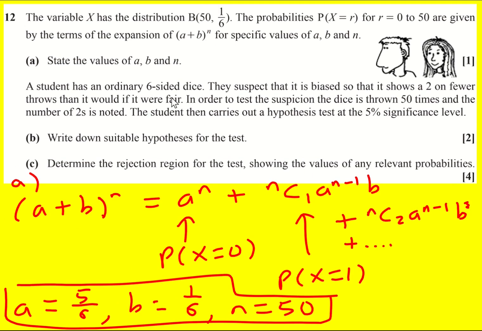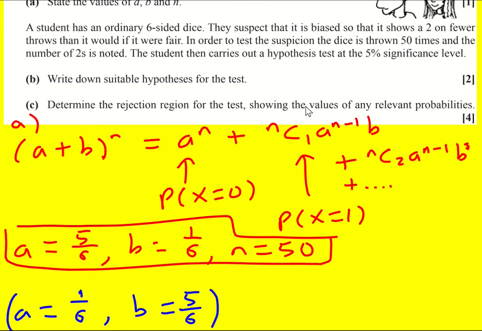Okay, let's look at the next part. A student has an ordinary 6-sided dice. They suspect that it's biased so that it shows a 2 on fewer throws than it would if it were fair. So it's biased against a 2. The probability of getting a 2 would have been 1/6 normally, but they suspect it's going to be less than that. In order to test the suspicion, it's thrown 50 times and the number of 2s is noted.